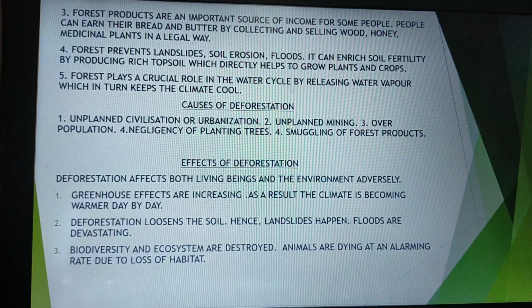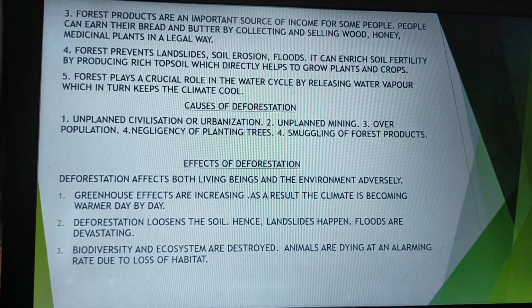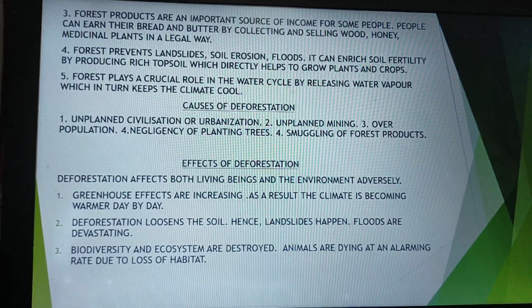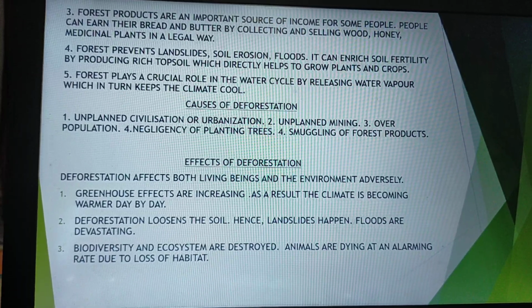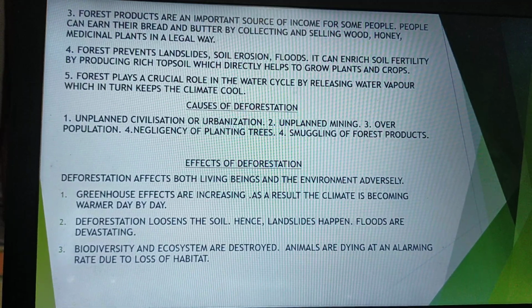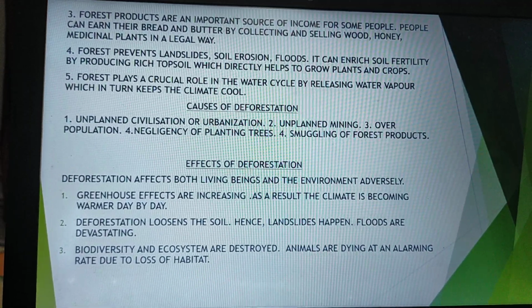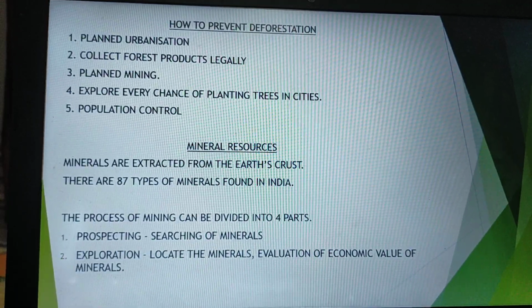Biodiversity and the ecosystem are destroyed. Animals are dying at an alarming rate due to loss of habitat. So, if we cut down trees, the forest cover will decrease, and all the animals that live in the forest are losing their habitats, and as a result they are dying.